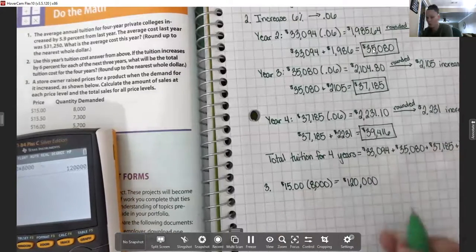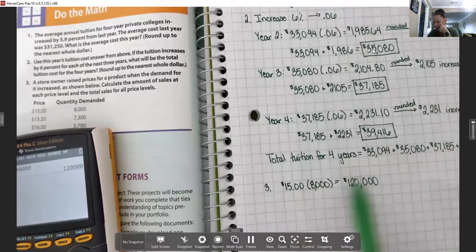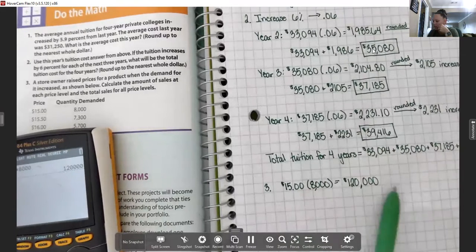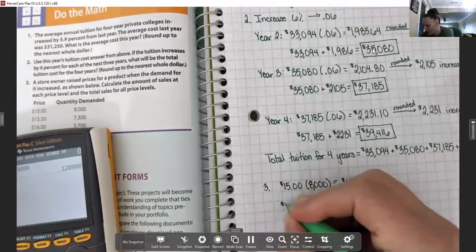Remember, this is what we call revenue or income. That's how much money came in. That doesn't mean it's profit. They didn't make $120,000. They probably had to spend some money to get this product. All right, so demand is high, so they decide to increase the price to $15.50.